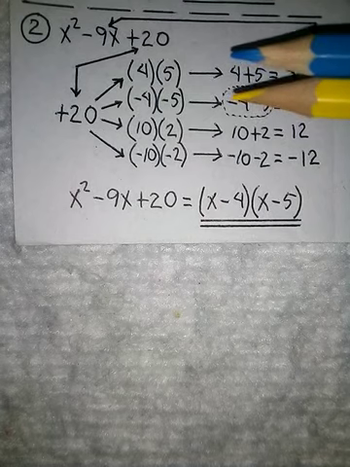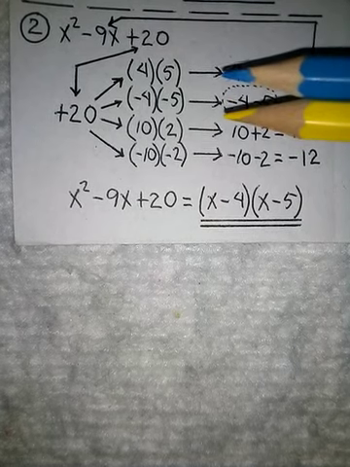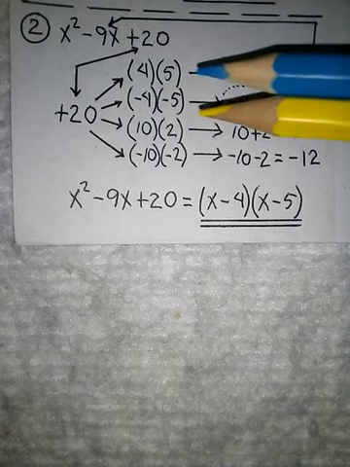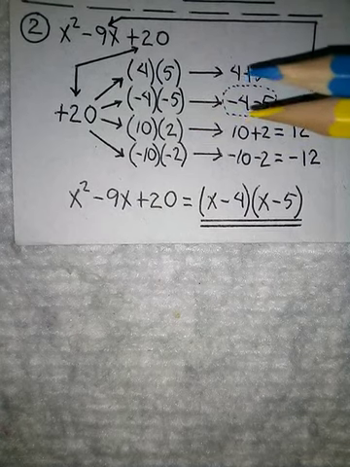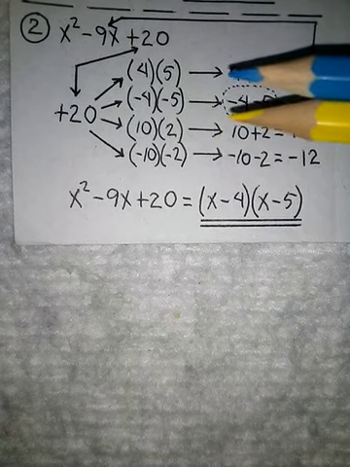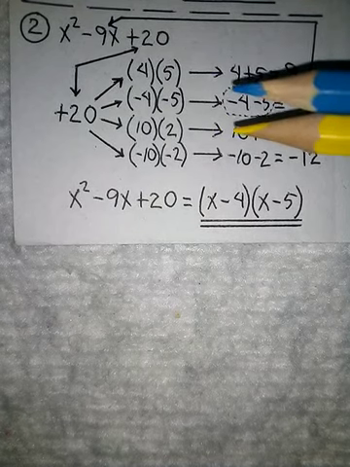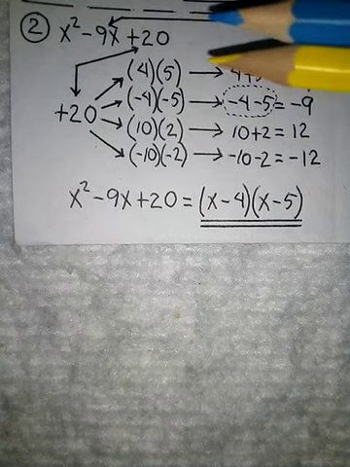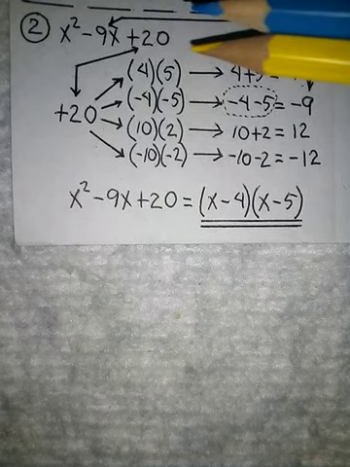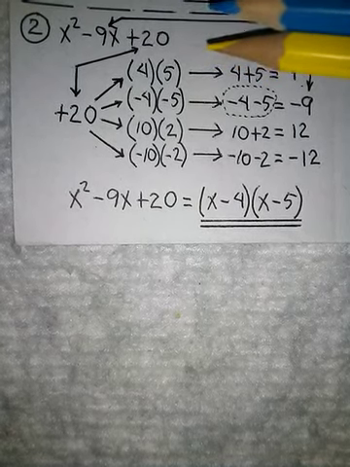So in factoring, we can use three methods. The first one is by trial and error, then completing the square, and the third one is by using the quadratic formula. Okay, let's have this problem. We will get the factors of x squared minus 9x plus 20.